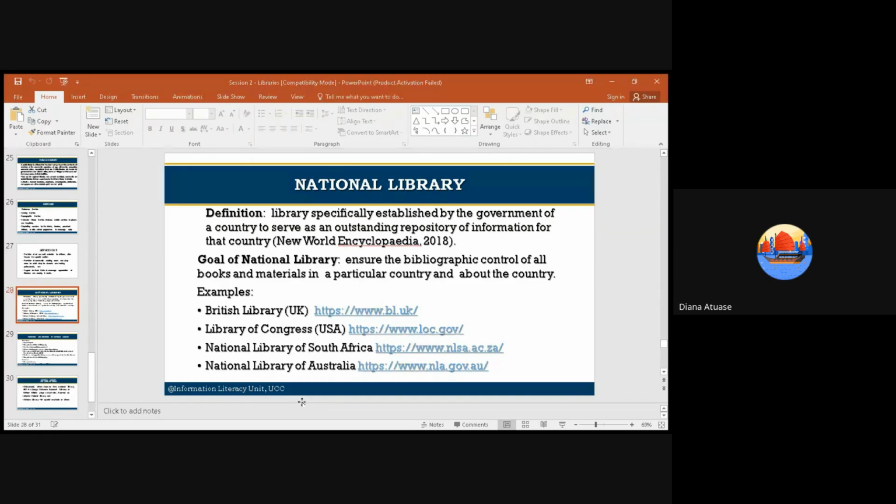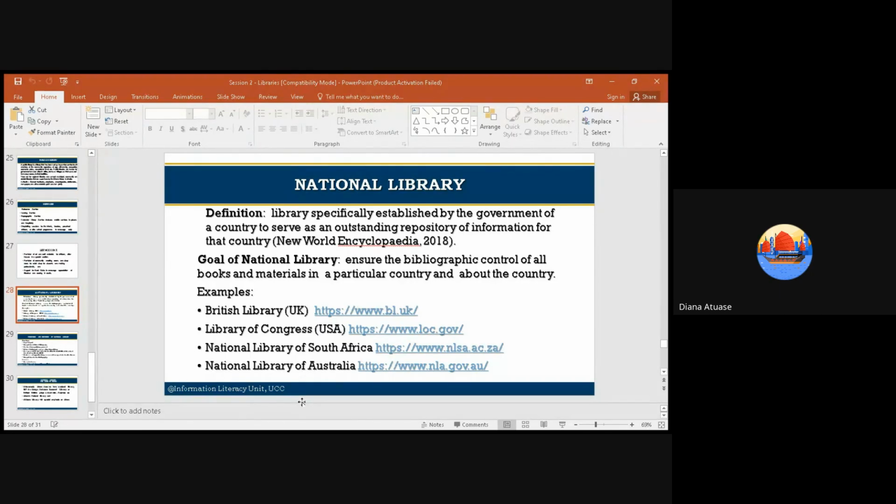So the National Library is the largest library of a country. The National Library provides collections. So it has the largest collection of all the libraries that we have looked at. And the National Library is set up by the government of that particular country. So the collections of the National Library are based on the publications or books or materials that are published in that country and about that country.